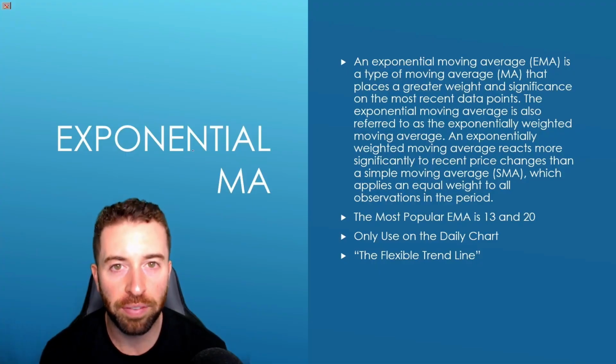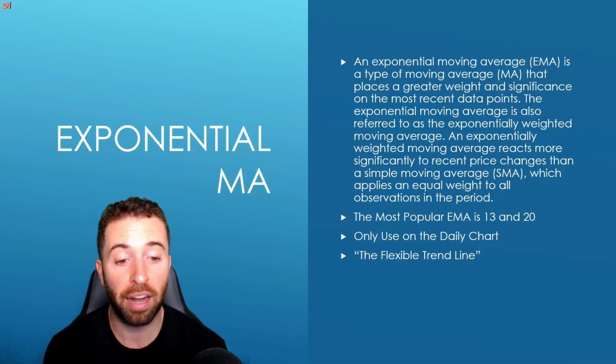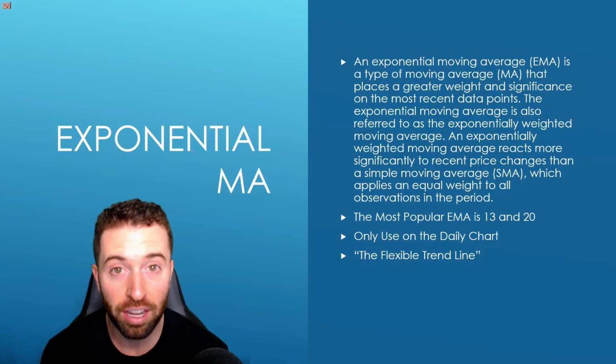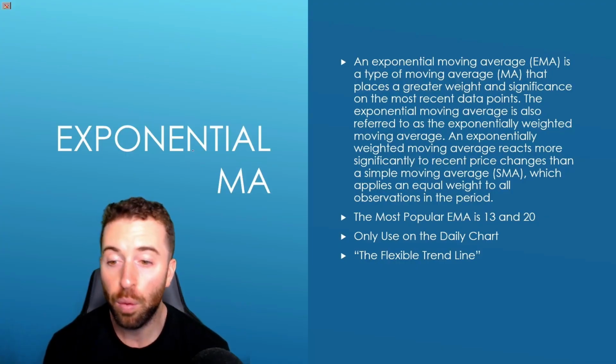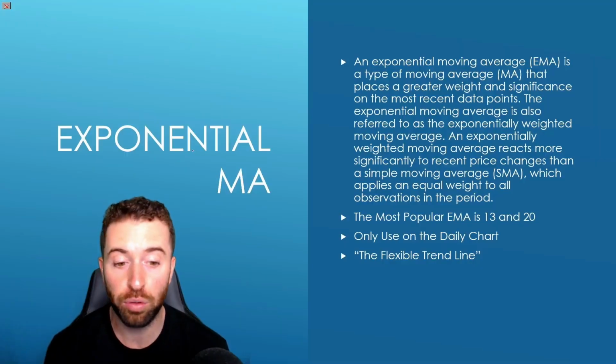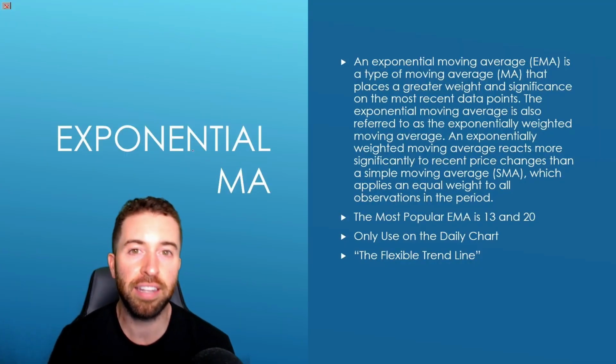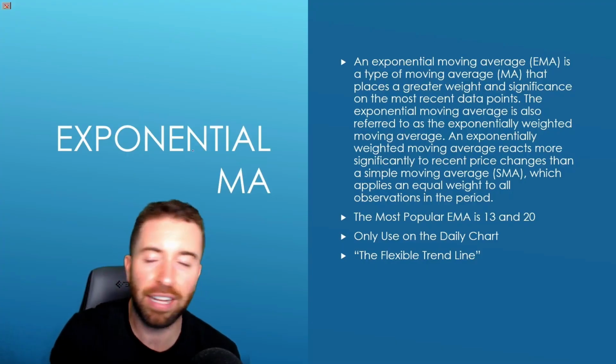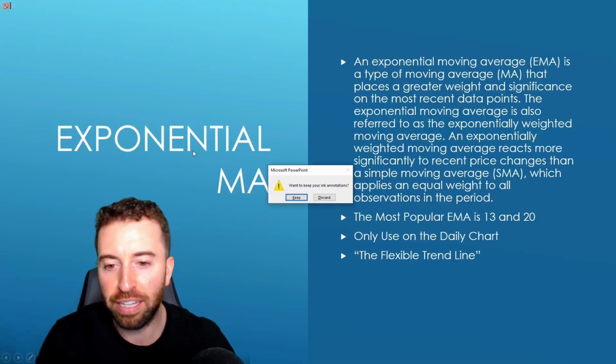Guys, you don't need to know any of it. It doesn't matter. So what does matter? Well, the 13 and the 20 are the most popular moving averages when it comes to exponential moving averages. This is one of those lines I only use on the daily chart because it will change depending on what time frame you're in. And really, the name that you guys can give this is the flexible trend line.